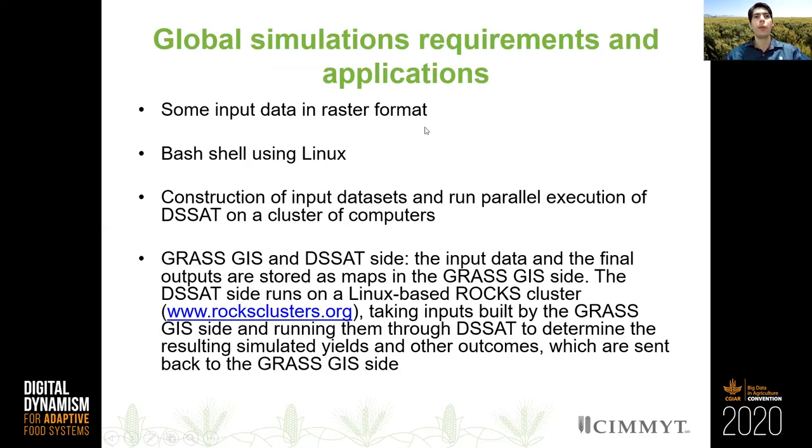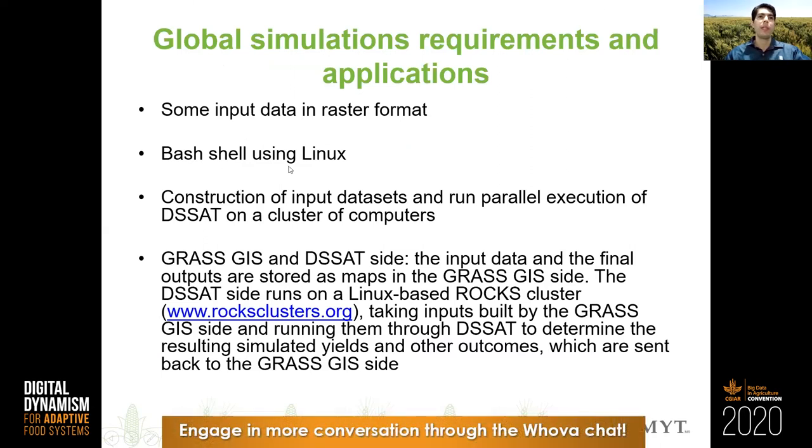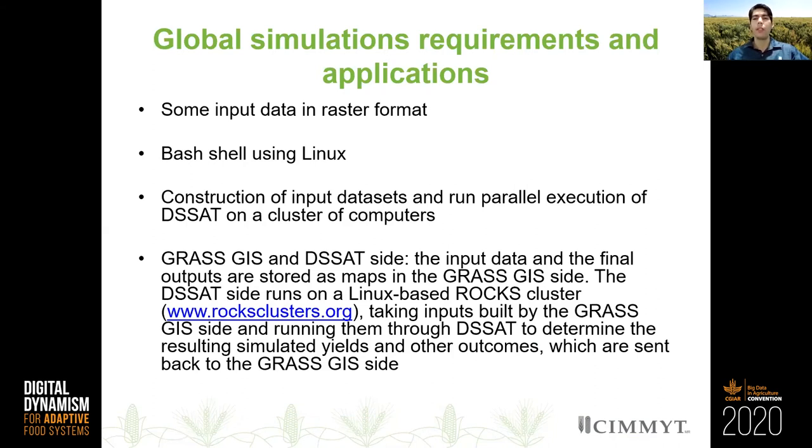It has some input data in raster format, bash shell scripts using Linux for the construction of input datasets, and parallel execution of DSSAT on a cluster of computers. It has two sides of the cluster, the GRASS GIS side and the DSSAT side. The GRASS GIS side processes the GIS information, maps and rasters, and the DSSAT side runs the DSSAT simulations for every single grid cell. They are all in the computer cluster, running on a Linux-based Rocks cluster.